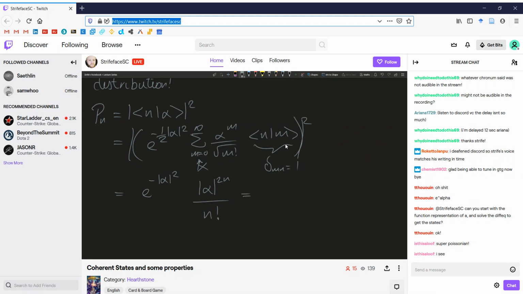I just thought I'd introduce that as well. But yep, Poissonian. So if you ever learn about Poisson statistics, you can apply these all to working with photons and light, which is really pretty cool.